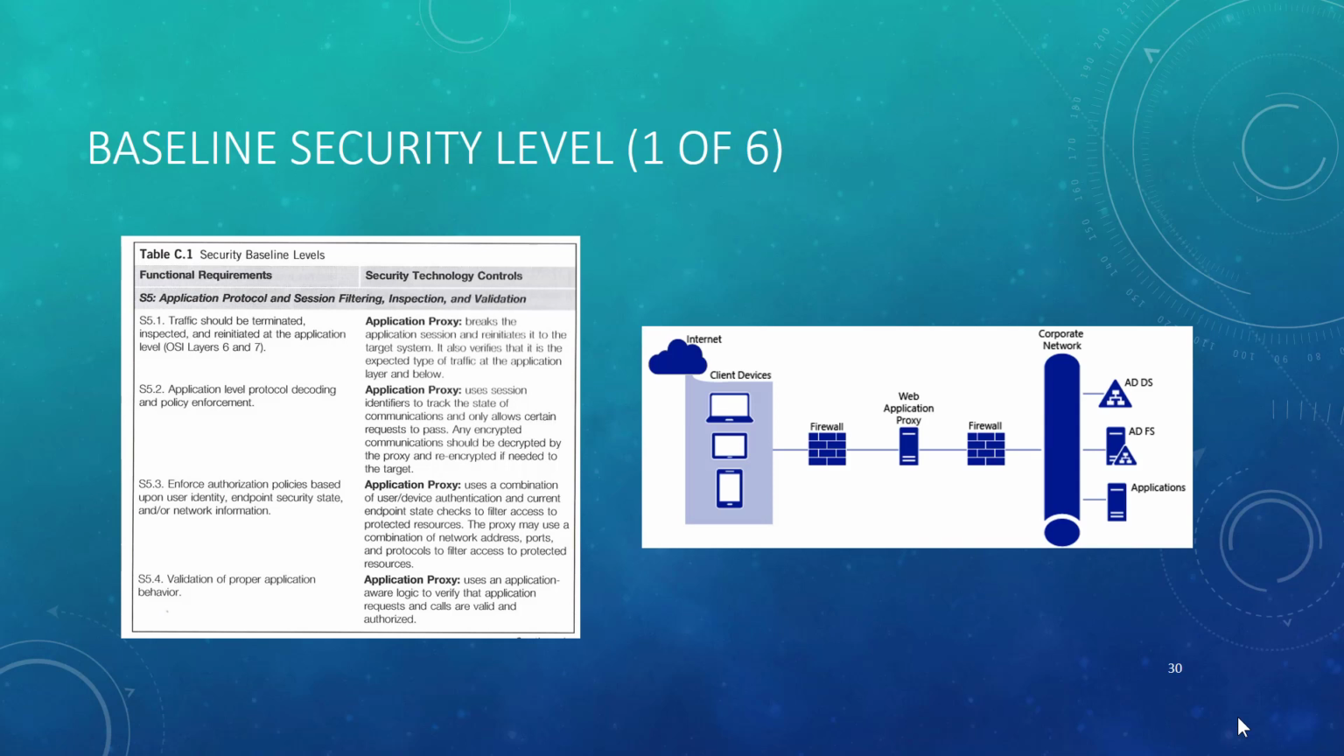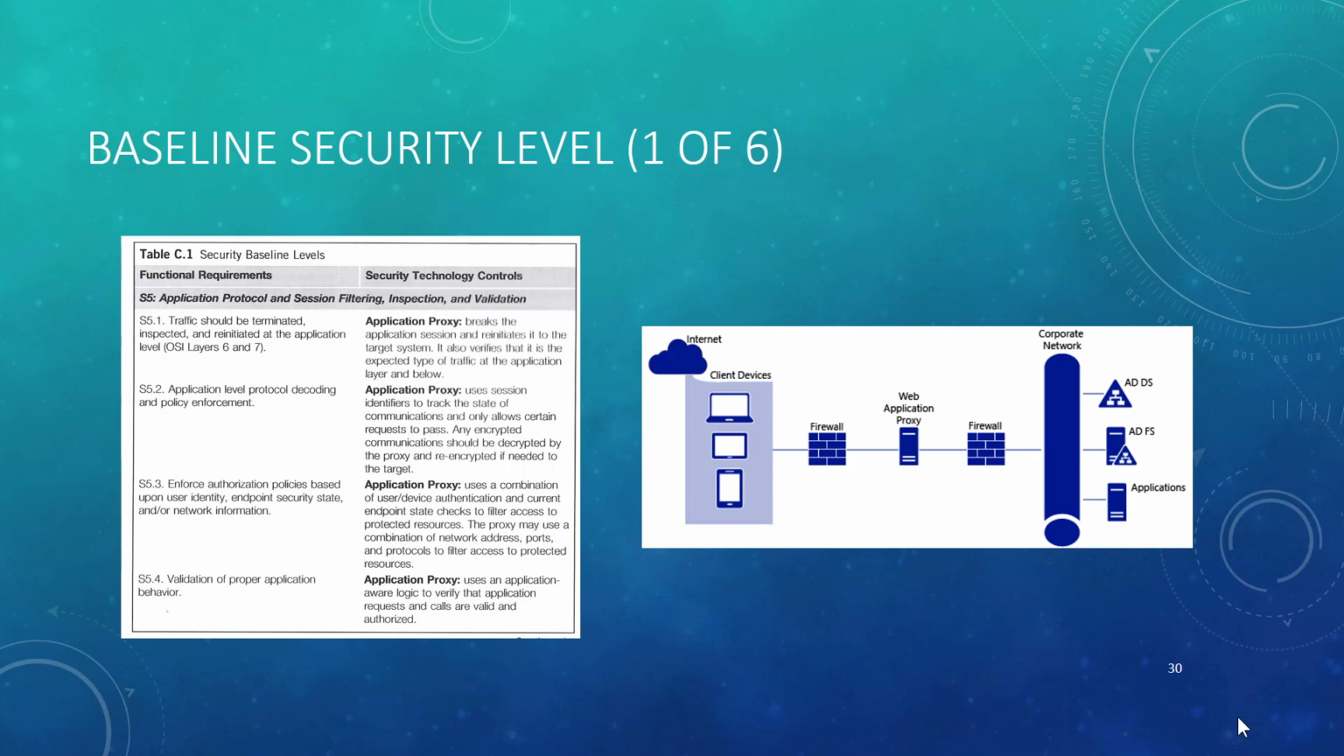So as we're looking at these, you can see the table that I've pulled out of the book from Appendix C. This first one is starting to look at security baseline levels, and we're going to start by looking at application protocol and session filtering, inspection, and validation. And as you can see, the requirements are going to be over on the left side, and they're going to be captured as a series of different requirements, and then various controls are listed on the right that may be selected to help you meet that requirement.